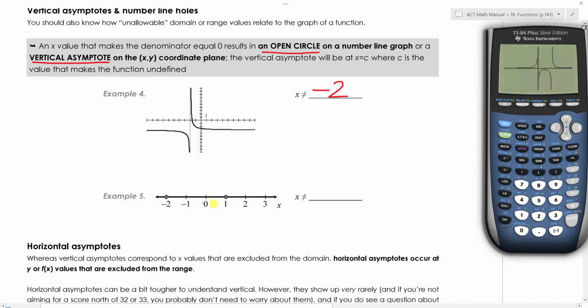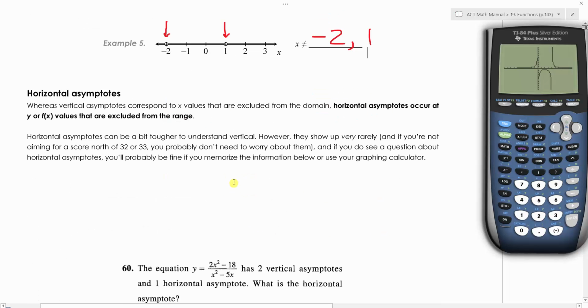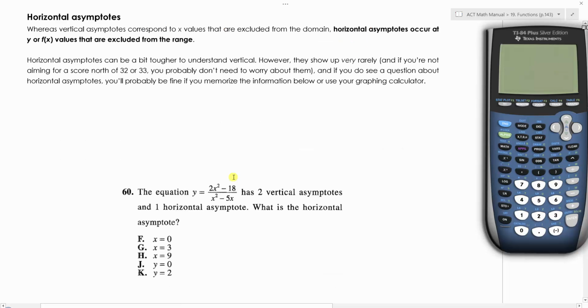In example 5, this one's even simpler, we should see that there is an open hole at -2 and 1. An open hole indicates that that value of x is not included in the domain of whatever function you're dealing with. So in this case, x could not be equal to -2 or 1. Pretty simple and straightforward.